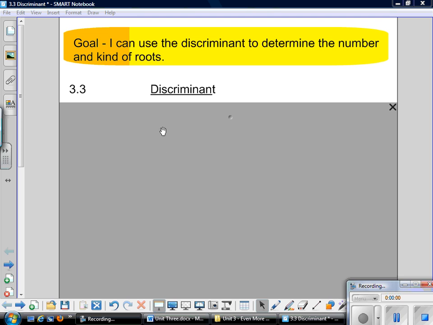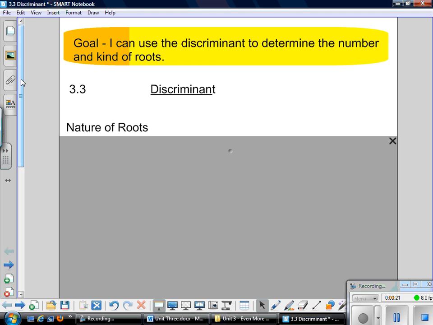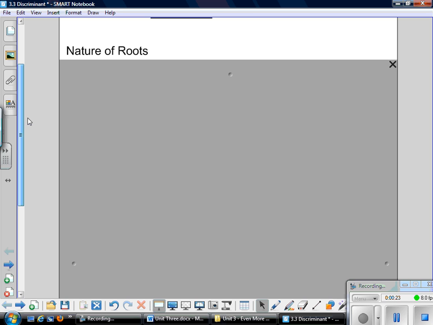Okay, today we're looking at 3.3, and our goal is I can use the discriminant to determine the number and kinds of roots. Now, in your textbook, they call it real roots of quadratics, but what we're really looking at is a special thing called a discriminant. For those that took 2D last year, you talked a little bit about the discriminant. So first of all, we're talking about nature of roots, in other words, what they are.